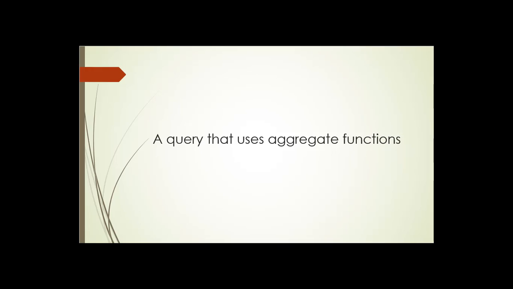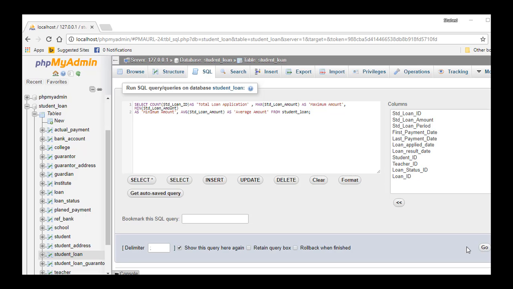After that partial matching query, I'm going to show you some aggregate function queries, like maximum, minimum, sum or count. That's all about aggregate functions. So let's go. I have already written down the code. You can see that I am going to count total student loan ID as total loan application, then maximum amount of loan, minimum amount of loan, and average amount of loan from the loan seekers. So I'm going to run this query to see whether it is running perfectly or not.